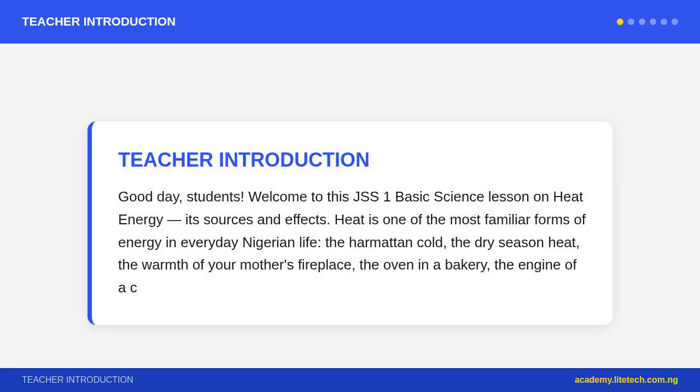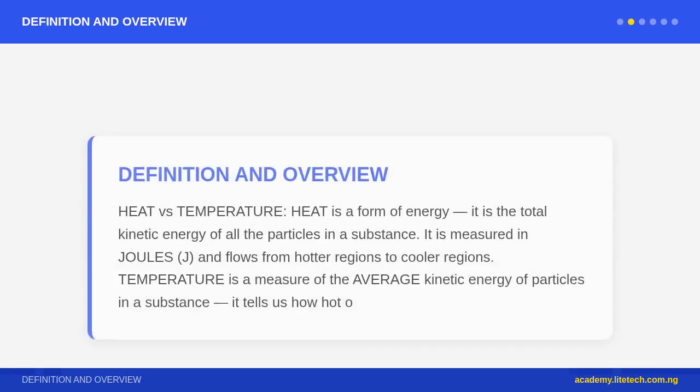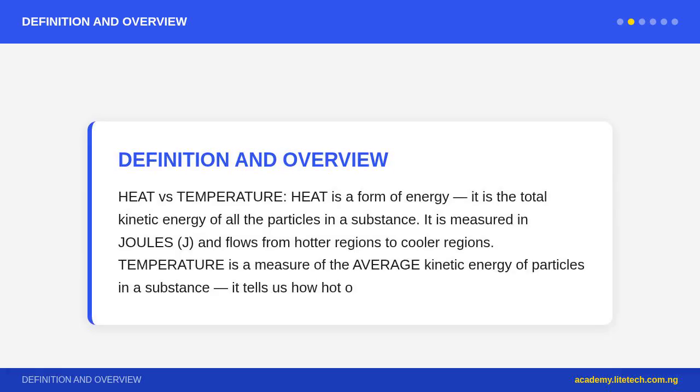Sources of heat. Solar energy, the sun, is the primary source of heat on Earth, driving weather, climate, photosynthesis, and the water cycle. Combustion, a burning chemical reaction releasing heat plus light. Firewood, charcoal, gas, petrol, kerosene, all release heat by combustion. Firewood and charcoal are the primary cooking heat source for millions of Nigerian households.